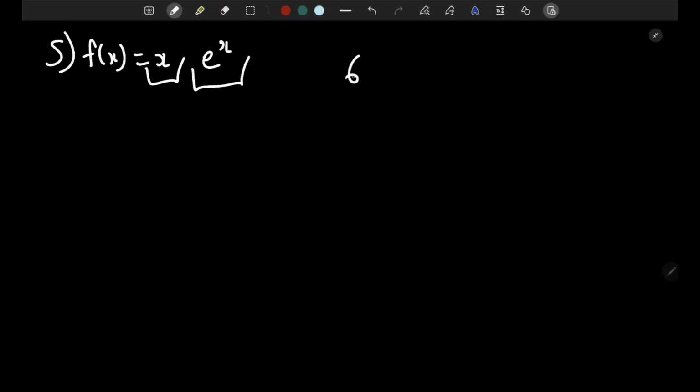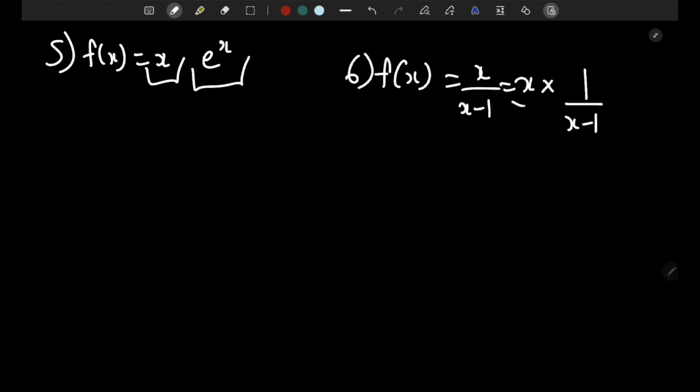And another example: f of x is equal to x over x minus 1. Here we would have to use the quotient rule to derive this, and again for f double prime and f triple prime, we would have to use the quotient rule 2 times, 3 times. So it's just smarter to do it separately. You can write this as x multiplied by 1 over x minus 1. This is a polynomial, this is a fraction, and just use Taylor series for this part.